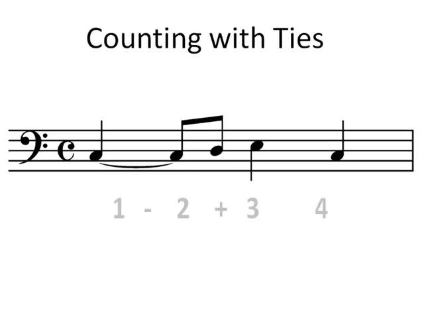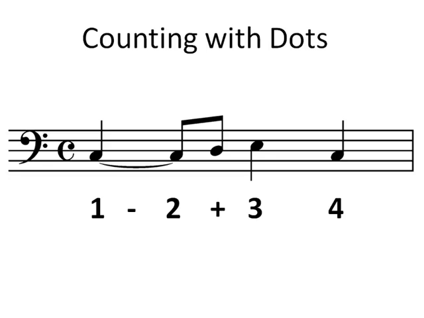In this case, the tied note is on beat 2, and the 8th note after it is on the and of 2. 1, 2, and 3, 4. In this example, the first 2 notes could be combined into a dotted quarter note. It is treated the same way. Sing the dot on beat 2 and the following 8th note on the and of 2.